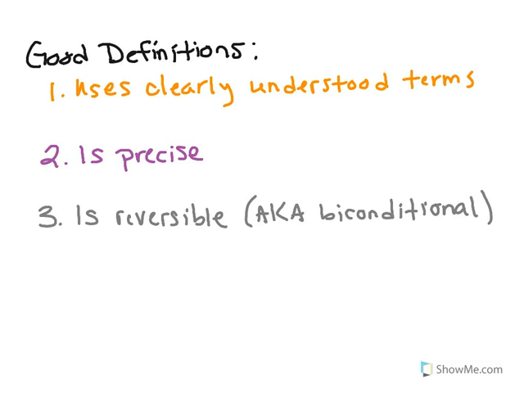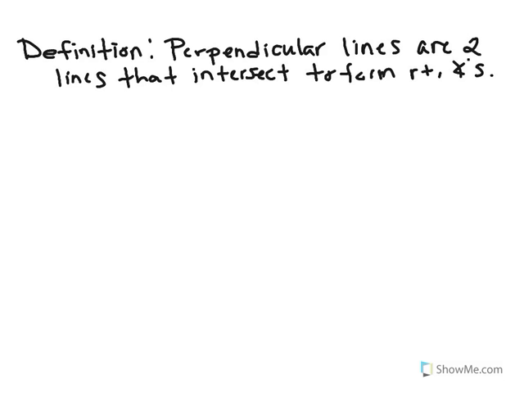So we're going to take a look at an example. We're going to be given a definition and then have to write that as a conditional, as a converse, and a biconditional to see if it truly is a good definition. Alright, so here's our first definition. It says perpendicular lines are 2 lines that intersect to form right angles, or 90-degree angles.